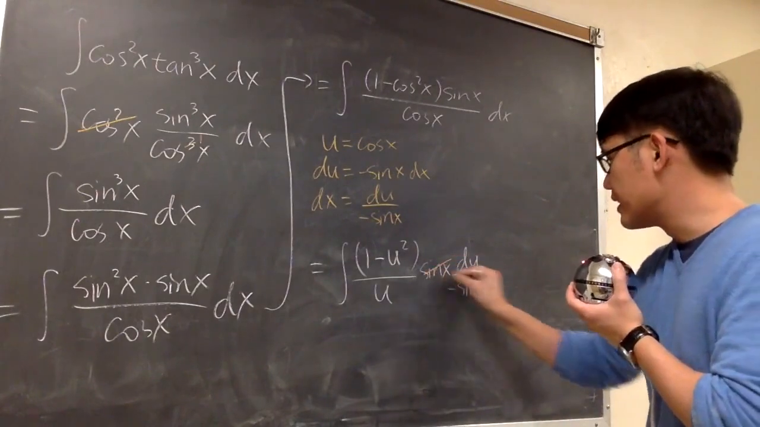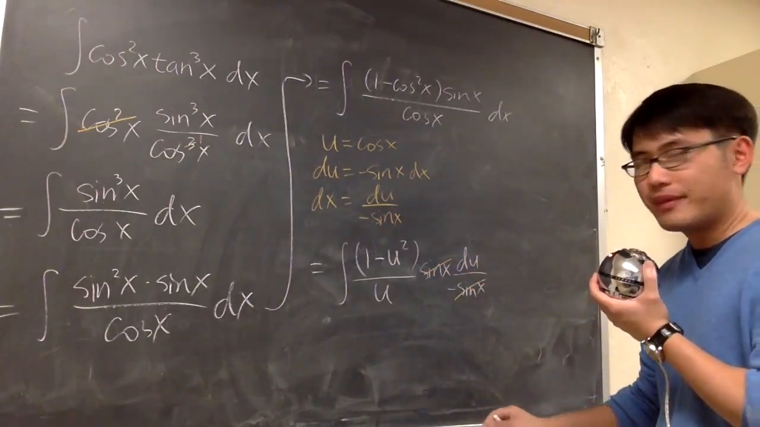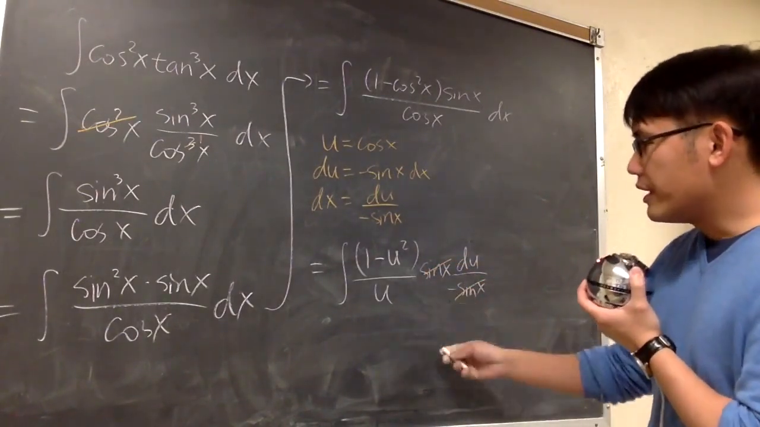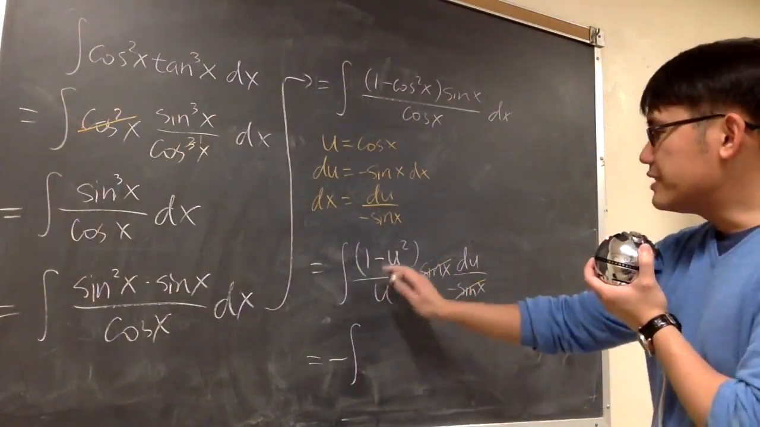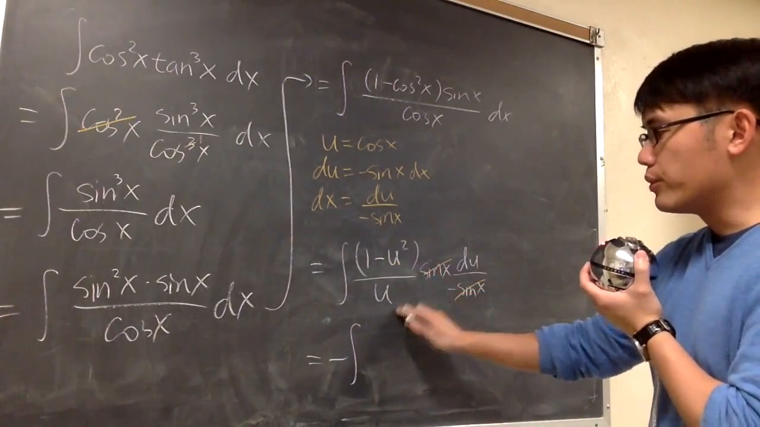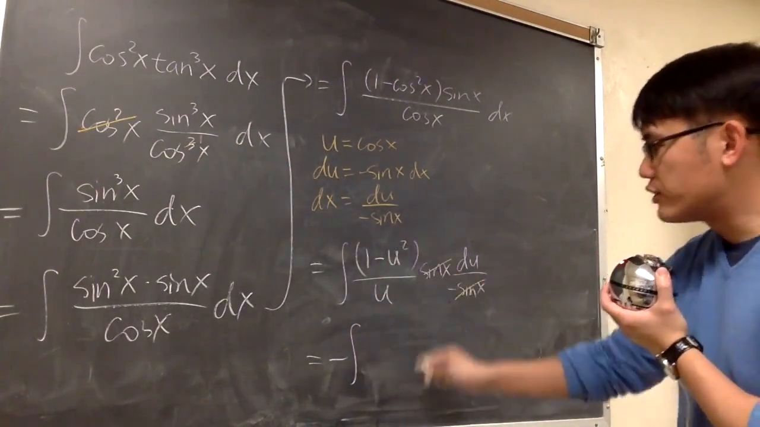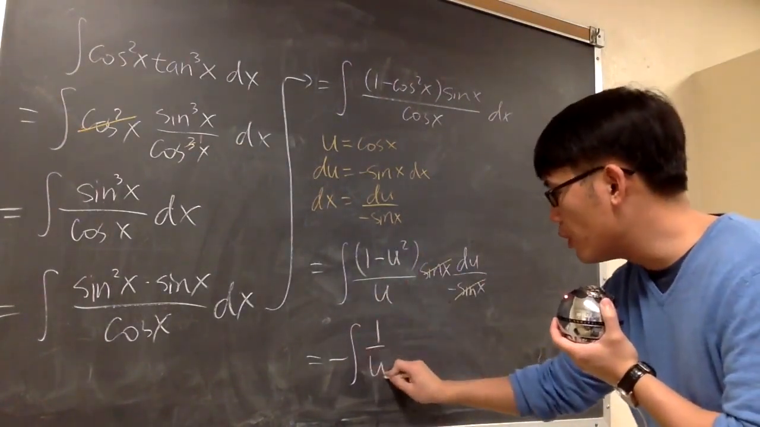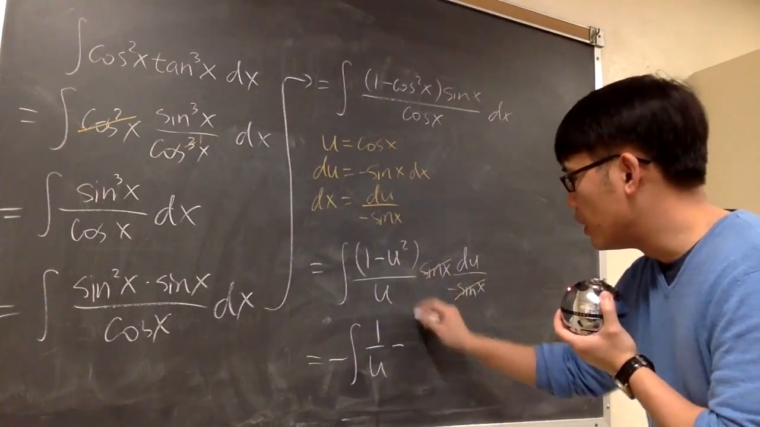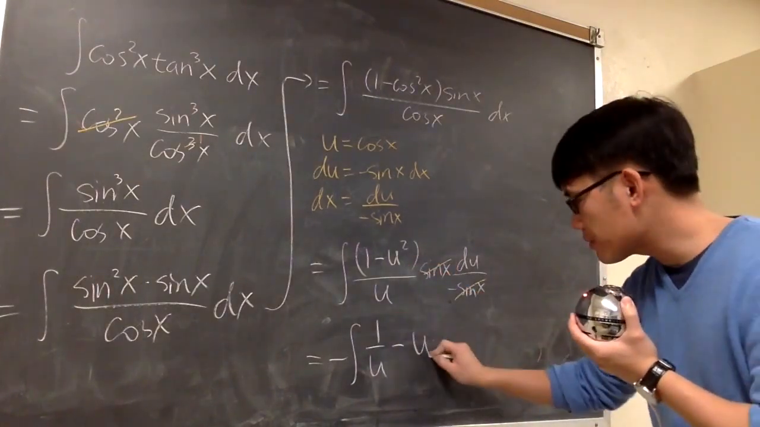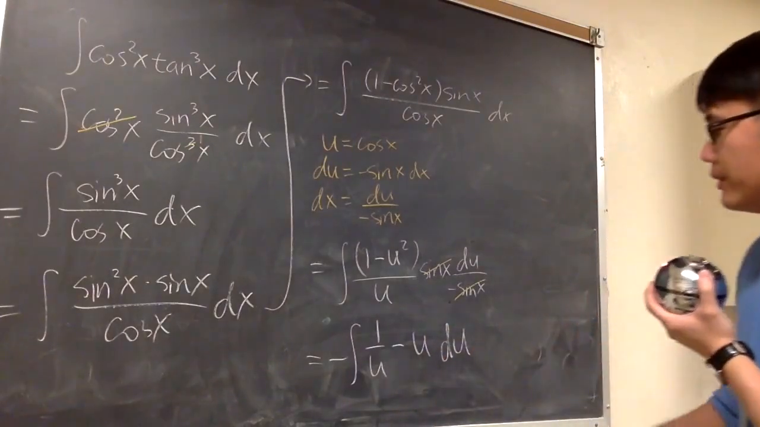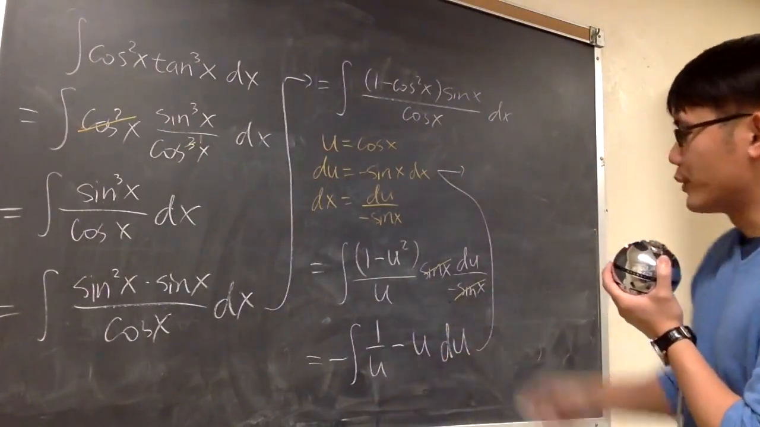And then the sine x cancel each other out, right? We have a negative right here. You can take it to the outside, negative integral. And inside it's just 1 minus u squared over u du. I can split the fraction, look at this as 1 over u, and then minus u squared over u, which is just u du.